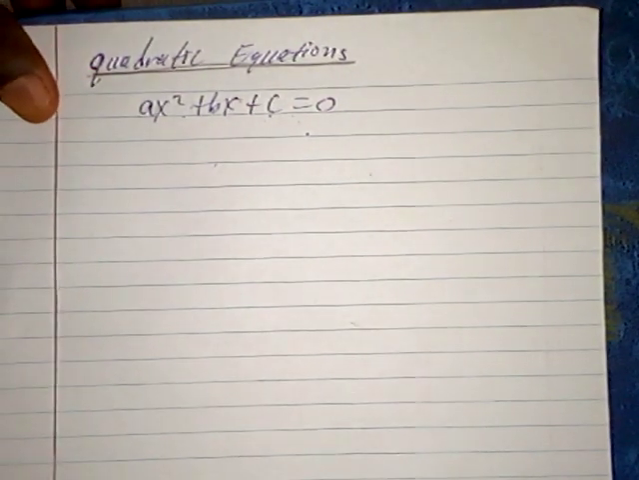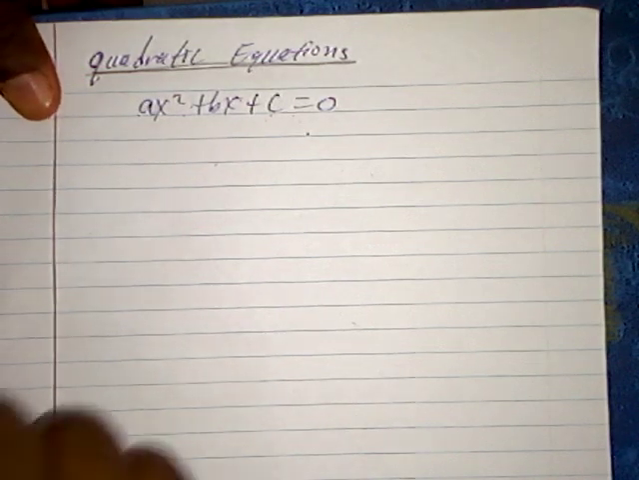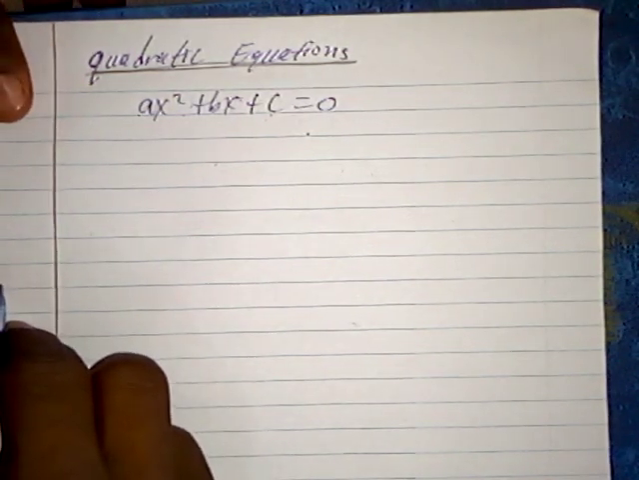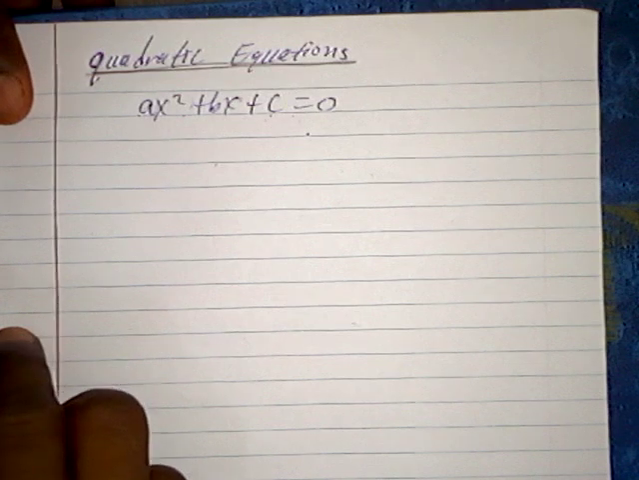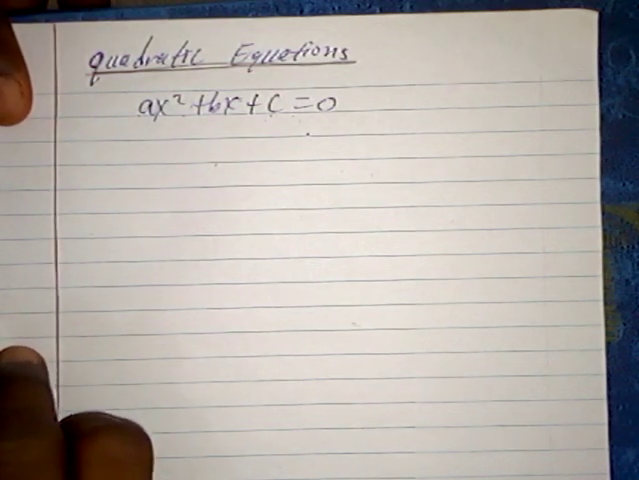Good. Now, a quadratic equation always has 2 solutions. In other words, it has 2 answers when you are solving it. Right? Now let's see how to solve a quadratic equation.